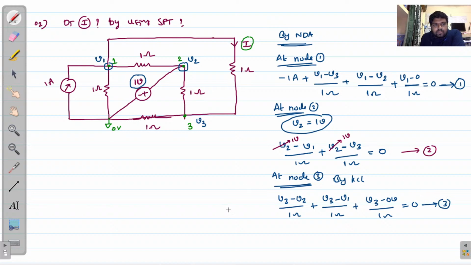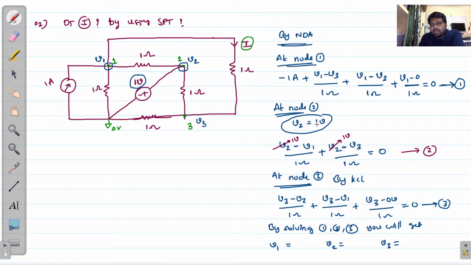So now, by solving these three equations, you will get V1, V2, and V3.